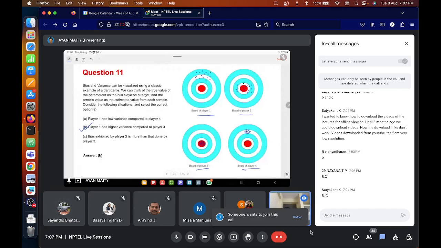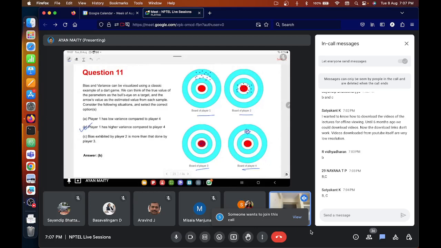And in case of player 4, the variance is low because the points are concentrated into a very small region, so variance is low, as we can see. But the bias is high. Bias because the points are not anywhere close to the actual target value, so the error is there. The error is quite high, so that's why bias is high for this player 4.